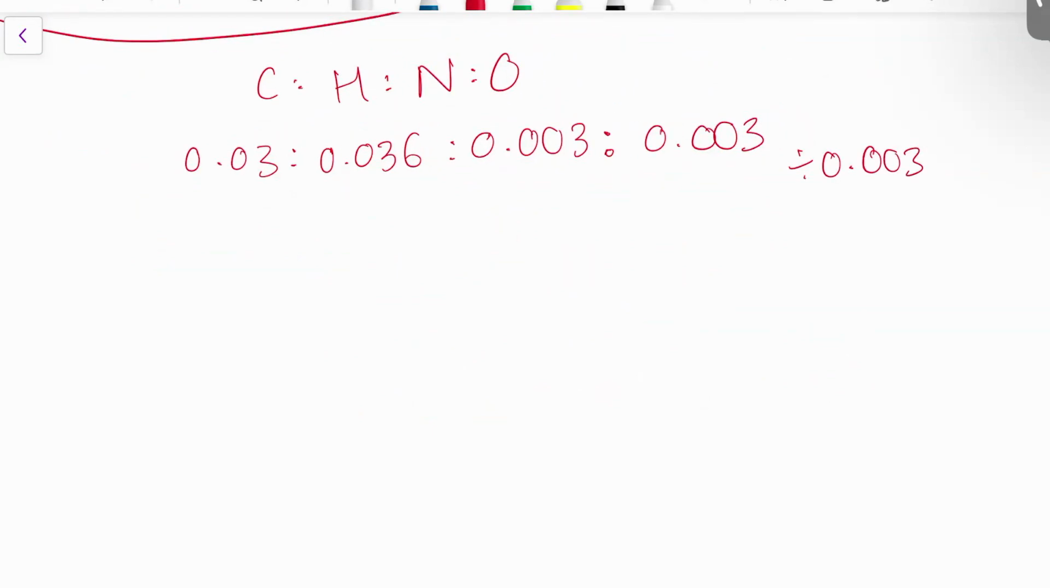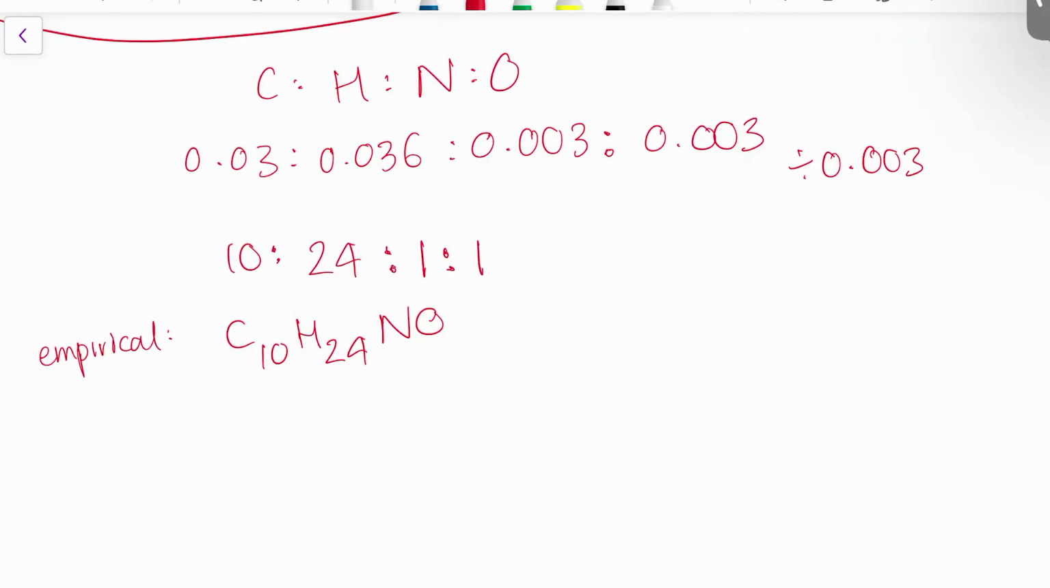For the first one, 0.03 divided by 0.003, the decimal place is 1 digit off, so that's going to be about 10. If you pop the second one in your calculator, you get 24. For the third and the fourth, 0.003 divided by itself is going to be 1. These whole numbers become your subscripts for the empirical formula. So for carbon, that's 10. For hydrogen, that's 24. For nitrogen, that's just 1, so I won't put anything. For oxygen, that's also just 1, so I won't put anything. This is your empirical formula.